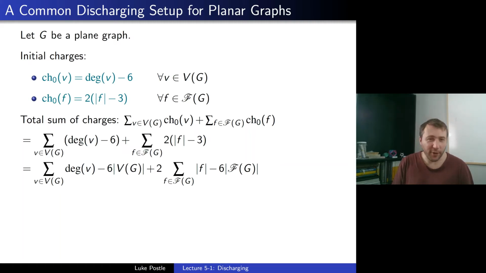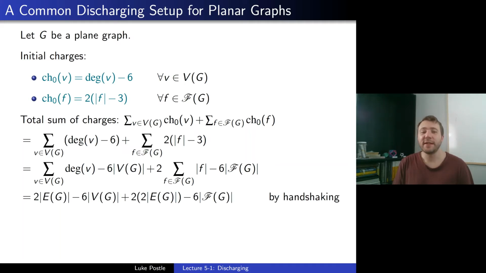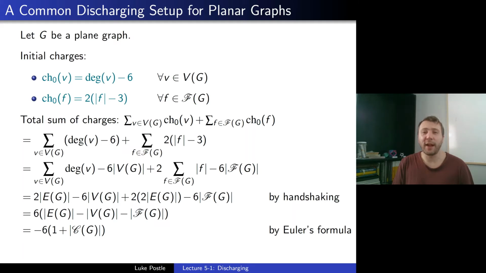Now maybe you recall from undergraduate graph theory that the sum of the degrees is 2e of G by the handshaking lemma, and similarly the sum of the face lengths is 2e of G by the face shaking lemma, or the dual of the handshaking lemma. So you can nicely rewrite it: we group the e's together and get a 6e, but we also had a minus 6v and a minus 6f. Write all of that together, then apply Euler's formula, and we know that's the negative of 1 plus c, so we get negative 6 times (1 plus c). So we get a negative sum of charges, and in particular, if you're connected, you get minus 12 as this invariant.